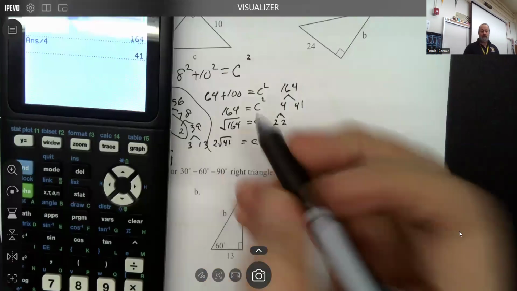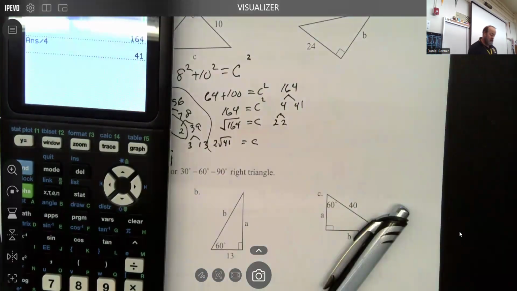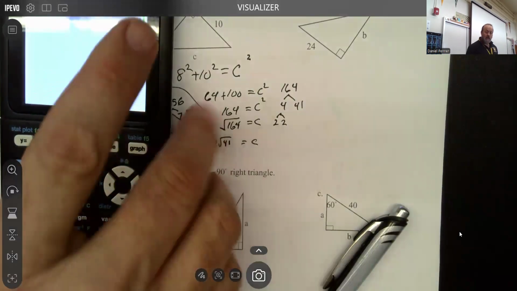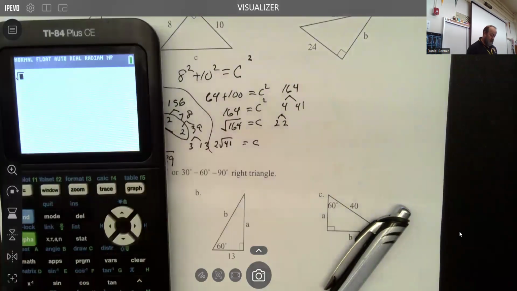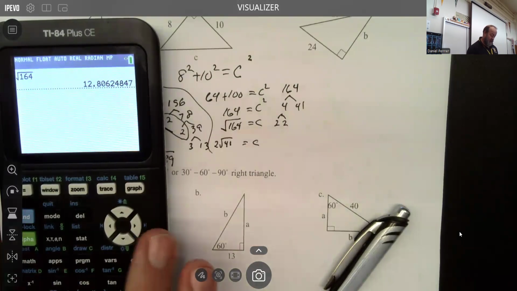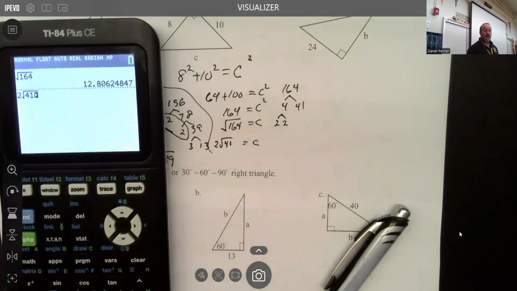Now, especially when you're first getting used to taking square roots, I'd like you to double check and see how we did. So I'm going to ask my calculator about the square root of 164. I want to make sure that I have the same answer when I take 2 times the square root of 41, because I should have exactly the same answer. And I do, so it means I did okay.